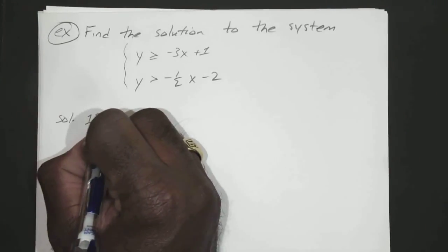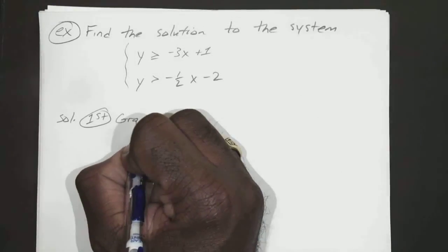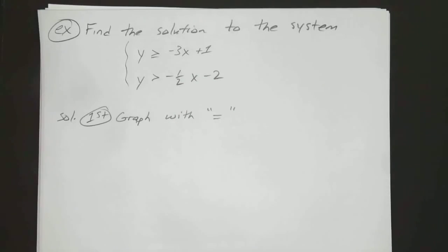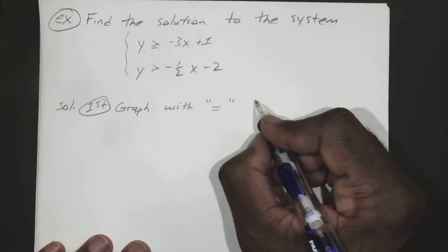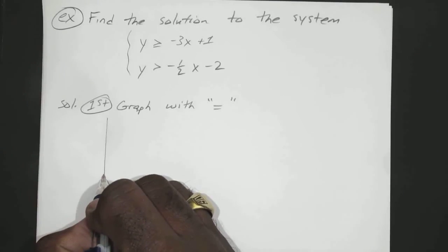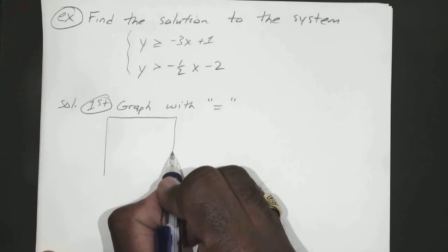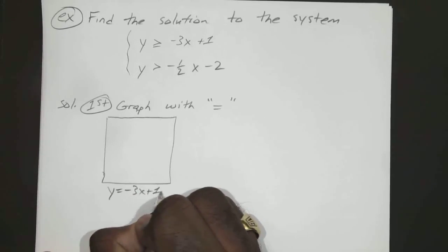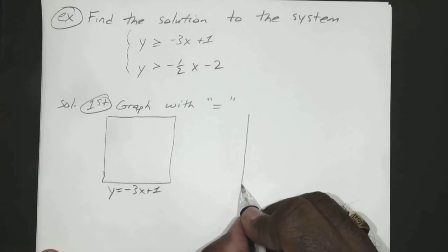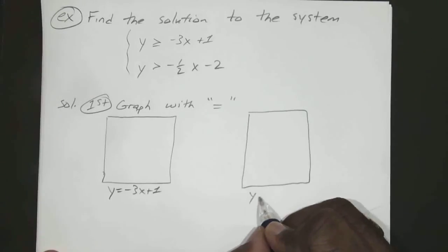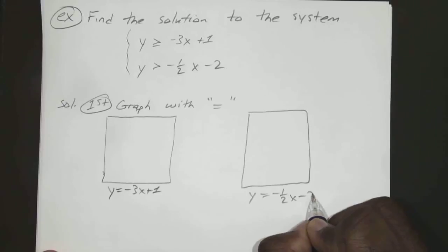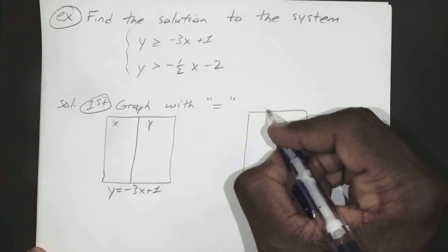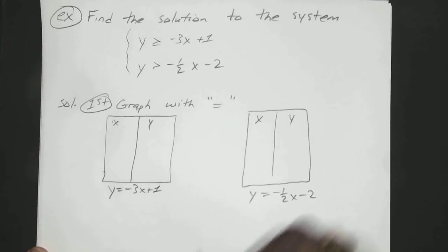Okay, so remember your first step is you're going to graph with the equal sign. That means, and I'll put it underneath, you're going to graph y equals negative 3x plus 1, and you're going to graph y equals negative 1/2 x minus 2. Okay, so this is our x, this is our y.